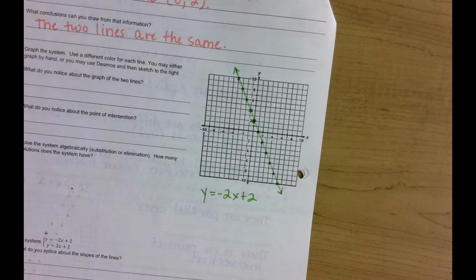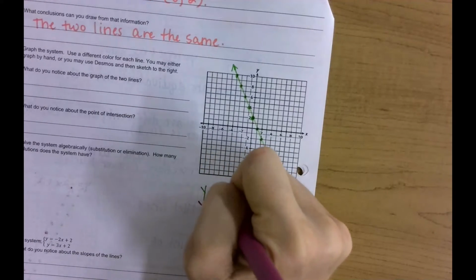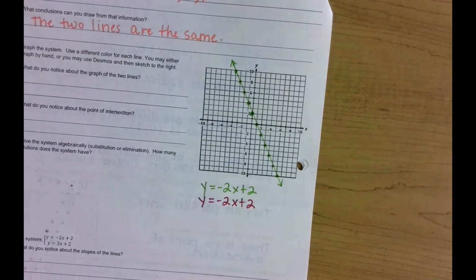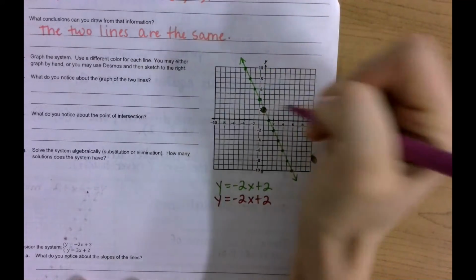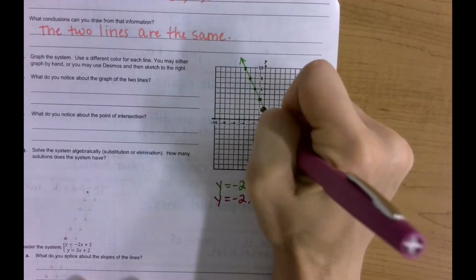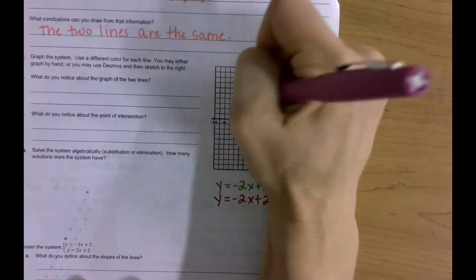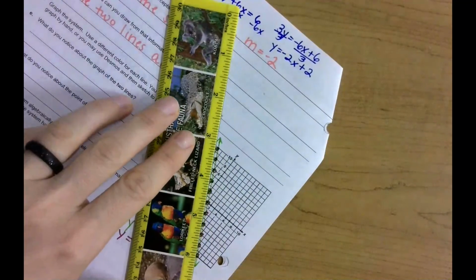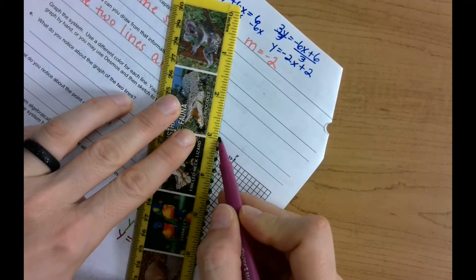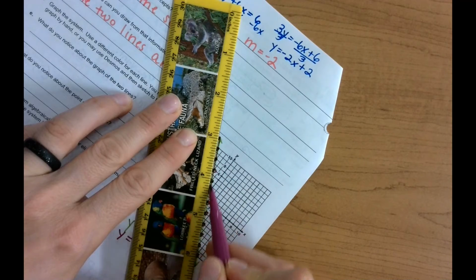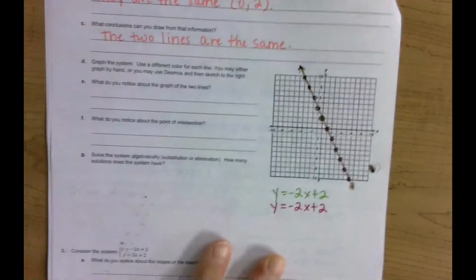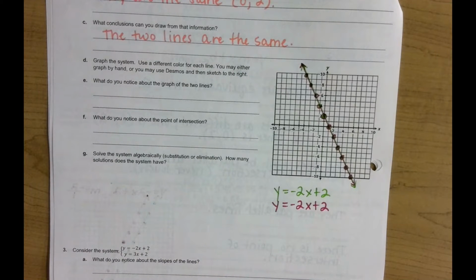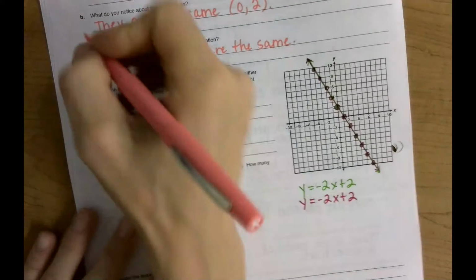And then in my other color, I'll do y equals negative 2x plus 2. And I'm going to start at the same place. And then all of my other points are going to be exactly the same. Same slope, same y-intercept. So then I'm just going to draw a line right on top of it. What do you notice about the graph of the two lines? Well, as we talked about before, the two equations represent the same line.